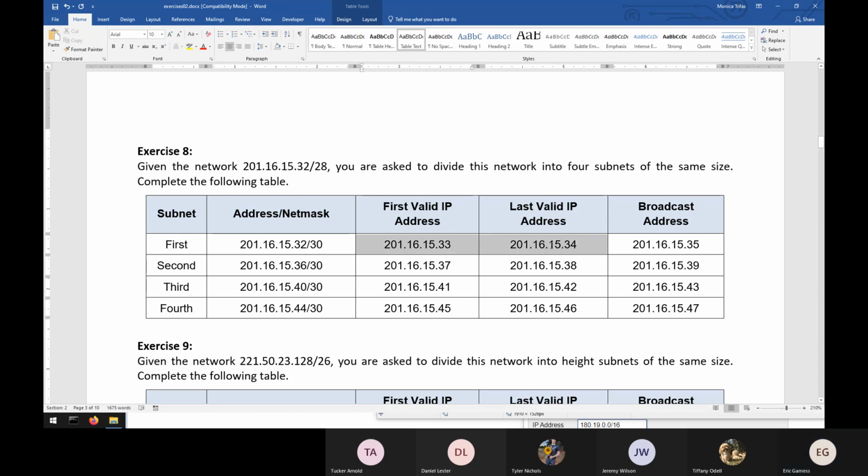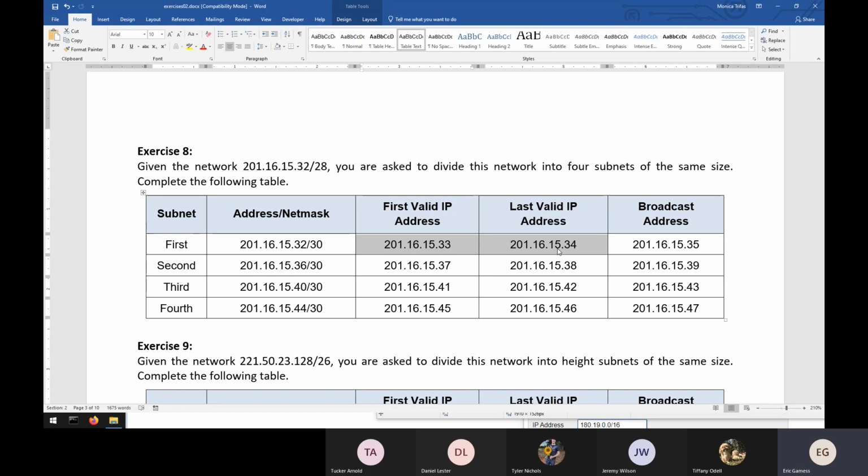So look, how many valid IP addresses do I have? Only 2, 33 and 34, because we have 4 IP addresses. We lose the first one, we lose the last one. Valid, we will have 2. So when the network has 4 IP addresses, we just have 2 valid IP addresses. So the range of valid IP addresses is only 2.